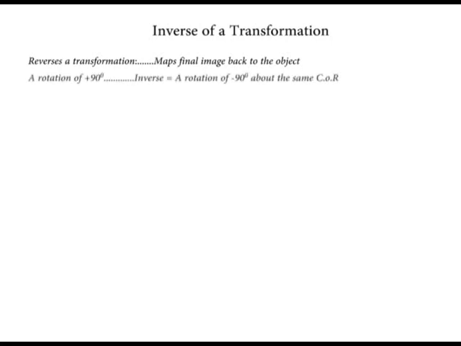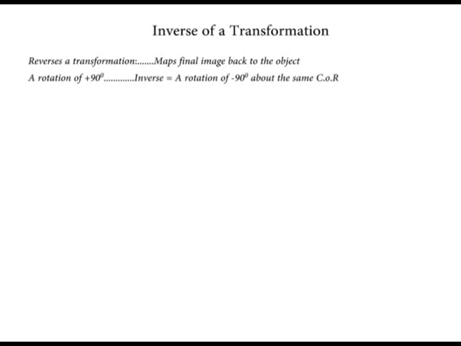Next, inverse of a transformation. The inverse of a transformation reverses the transformation. This means that the final image is mapped back onto the original object. For example, if a figure is rotated positive 90 degrees, then the inverse is a rotation of negative 90 degrees about the same center of rotation.